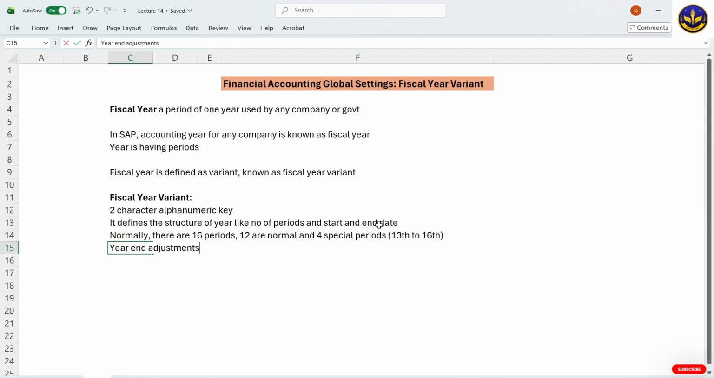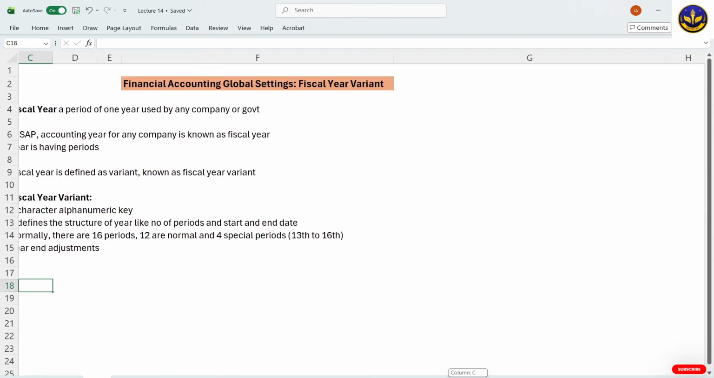Now we will be seeing the various types of fiscal years in SAP. Let me give the chart here.